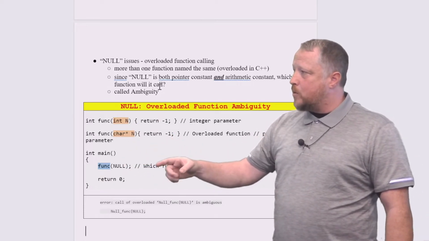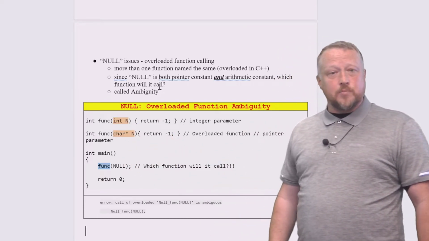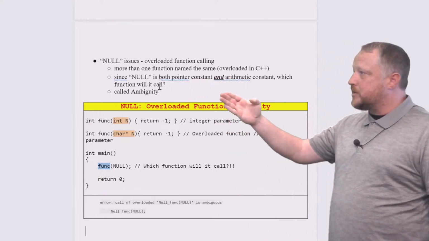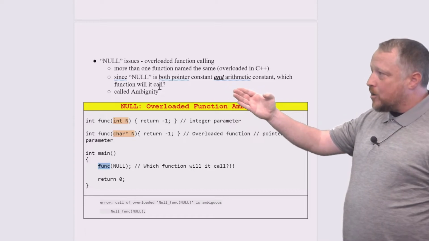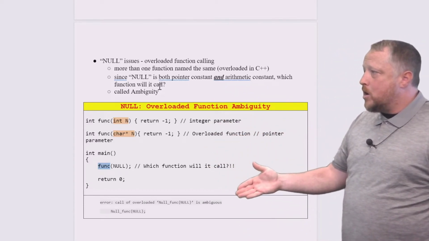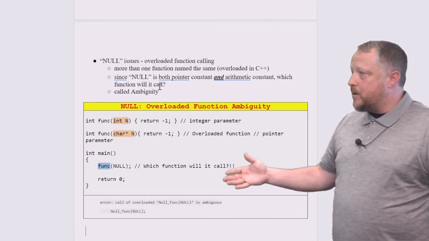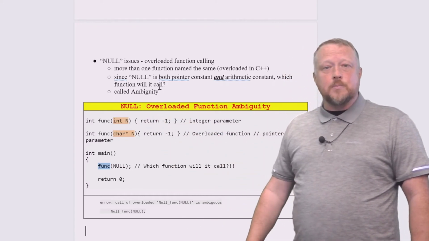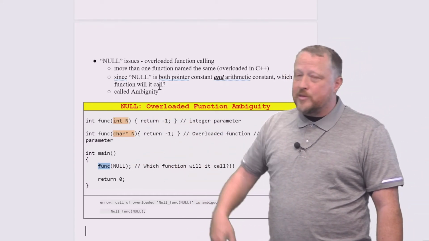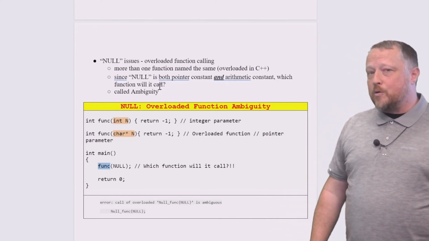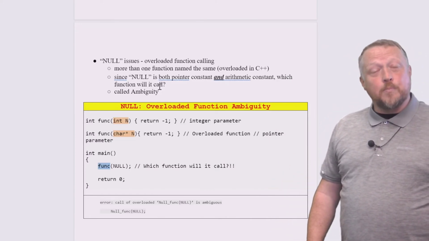There's nothing really wrong with this. It's the parameter that's the problem. Null can be both a pointer constant and an arithmetic constant, so it doesn't know which one of these to call. Your compiler is going to say, wait a minute, this is ambiguous because I don't know which one of these I'm supposed to call with the parameter that you gave to me. That's the big problem that we have when we use a regular uppercase null.